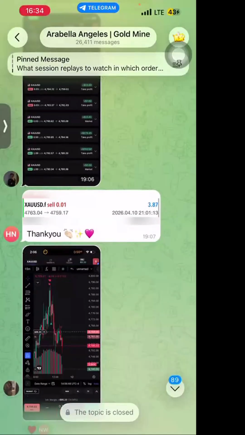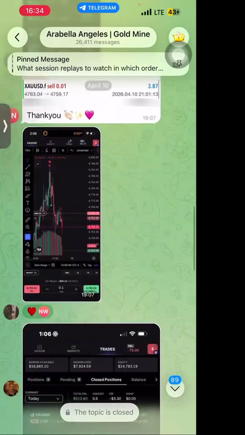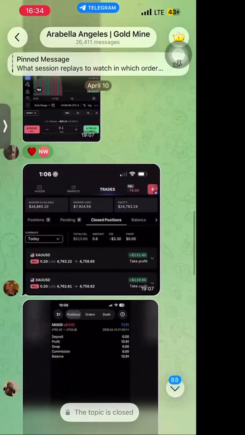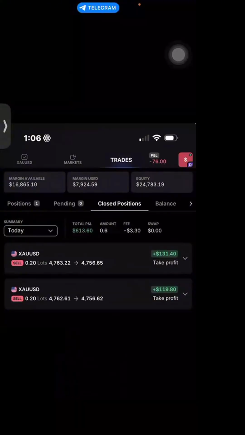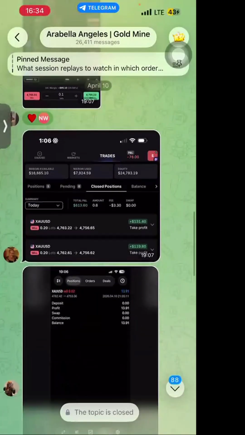This person made $3. If you can make $3, you can make $30. If you can make $30, you can make $300. If you can make $300, you can make $3,000. If you can make $3,000, you can make $30,000. So do not limit yourself, right? So this person has a total of $613 for that day. You can see it here, $613 in the person's profits, right?